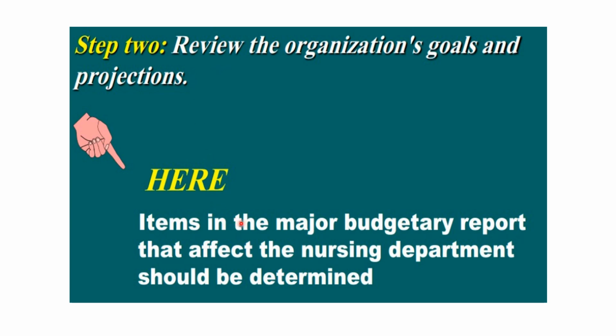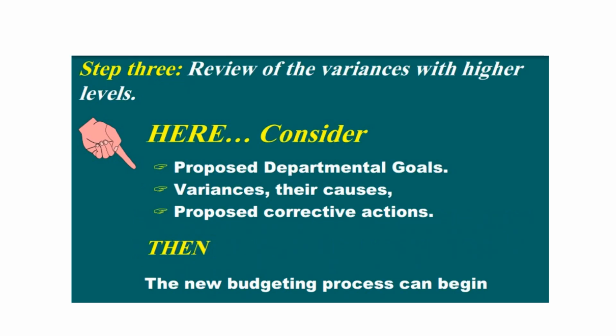Step 2 is review the organization goals and projection. Here, items in the major budgetary report that affect the nursing department should be determined. Step 3. Review of the variances with a higher level. Here, consider proposed departmental goals, variances and their causes, and proposed corrective action. Then, the new budgeting process can begin.